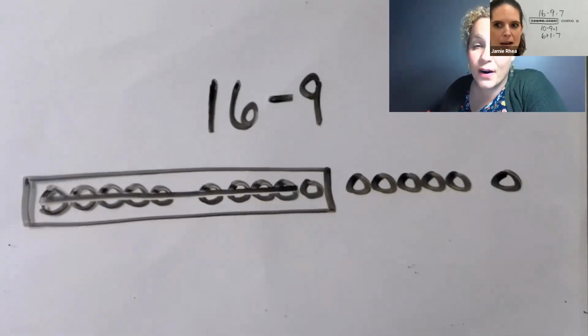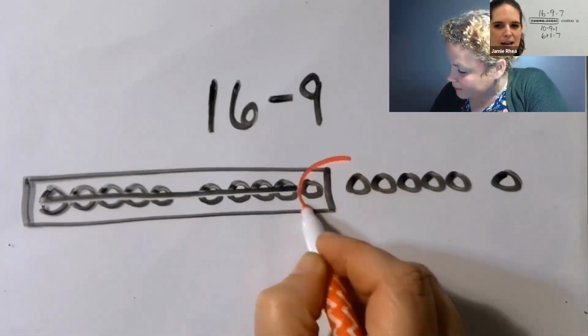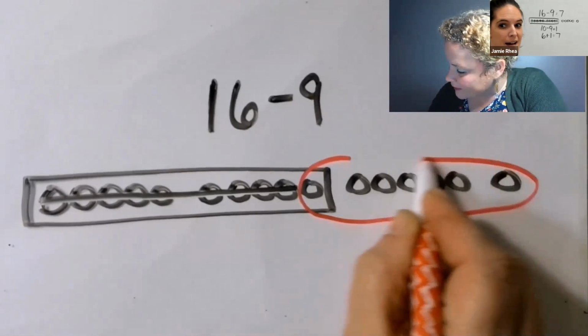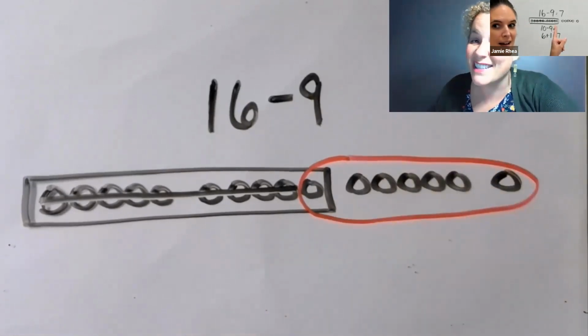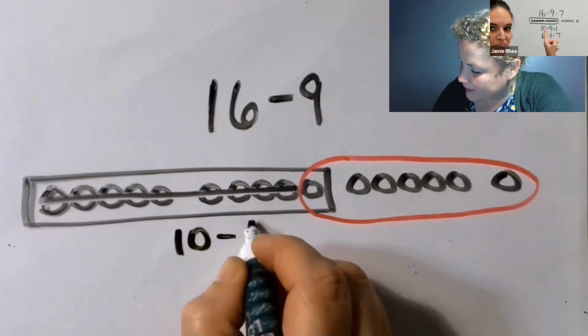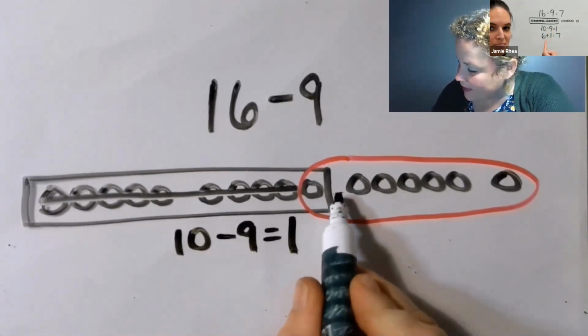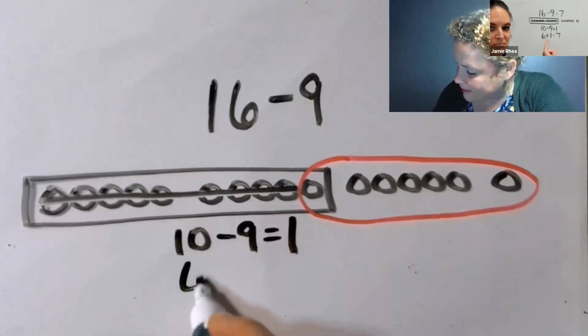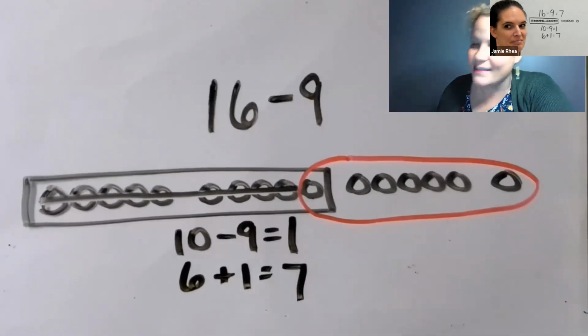My unknown part is all of the circles that are not crossed out. That would include this one and these 6, which we know is 7. Let me record what I just did. 10 minus 9 equals 1, and then 6 plus 1 more equals 7.